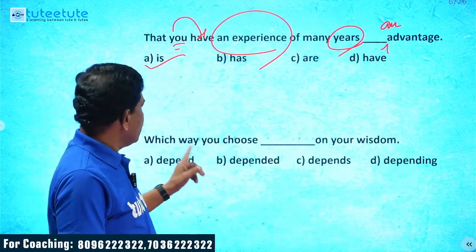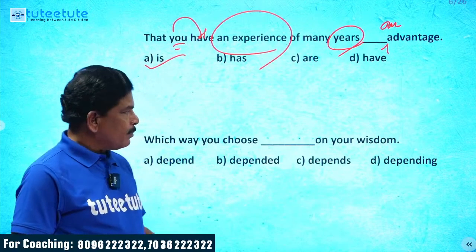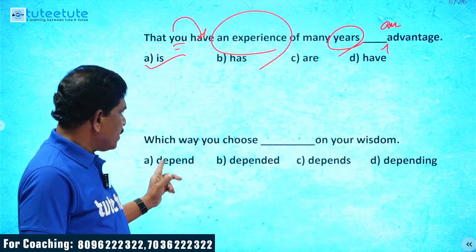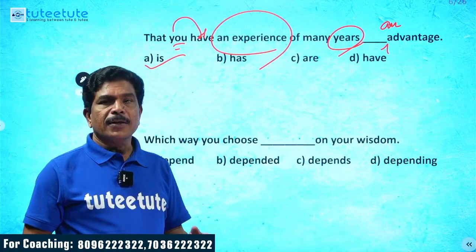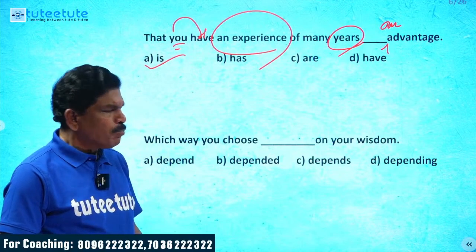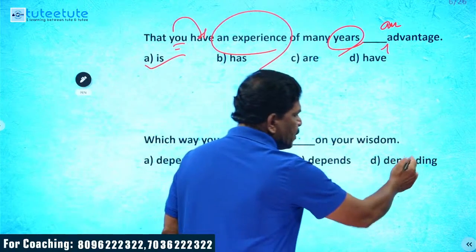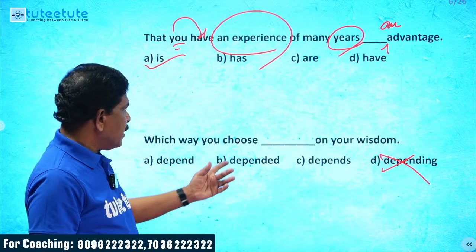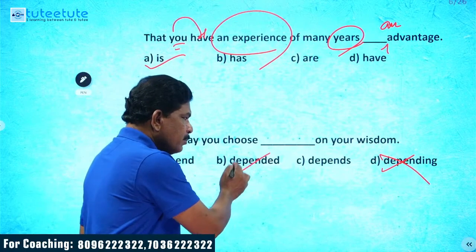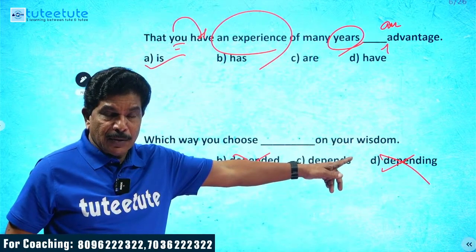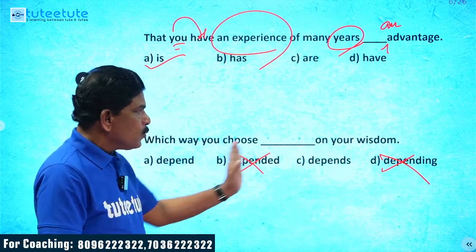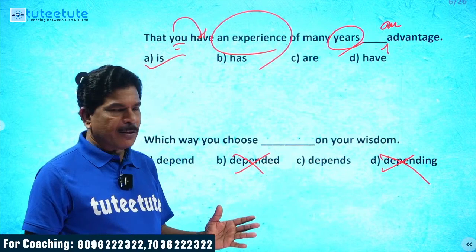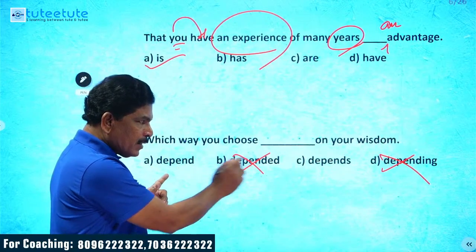Is. Again, which way you choose depends on your wisdom. Which way you choose depends, depending. And prima facie we dispense with depending, because that wouldn't make any sense. Then dependent is also avoided because there is no time reference given. Therefore, it is present simple. So, two apparent visible mistakes have been avoided. Then remain depend and depends.